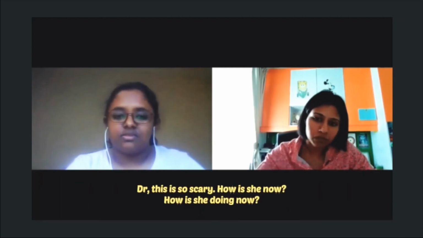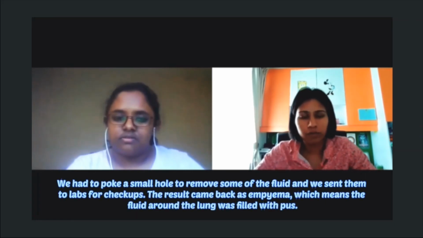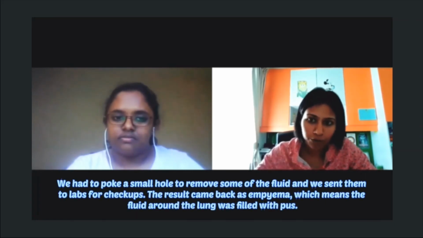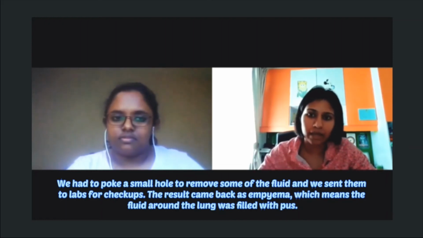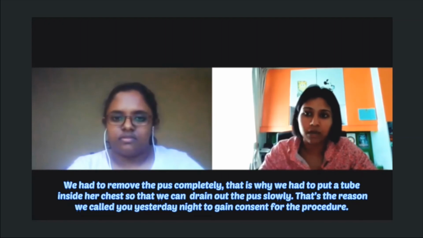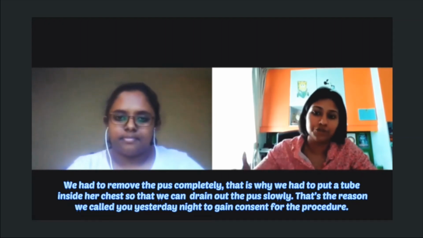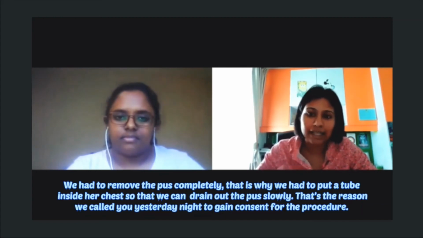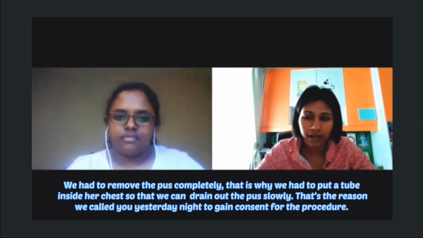But doctor, this is so scary. How is she now? How is she doing now? Yeah, so we had to poke a small hole to remove some of the fluid and we sent it to the lab for checkups. So the result came back as empyema, like I said. So that means the fluid in the lung is actually filled with pus. So we had to remove the pus completely. That is why we had to put a tube inside her chest so that we can drain out the pus slowly. And that's the reason we called you yesterday night to gain consent for the procedure.